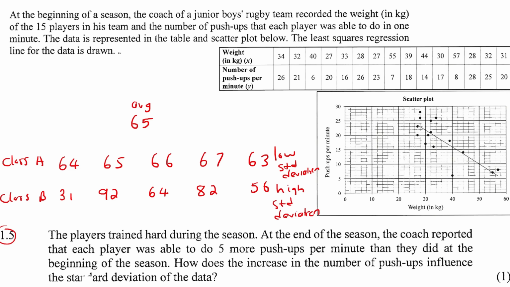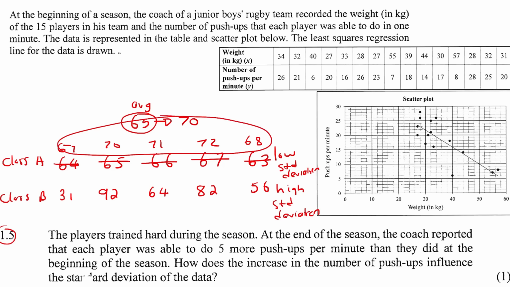Now, let's see what would happen if every single one of these learners got 5 more percent. Well, what would happen is that this would go to 69, this would go to 70, this would go to 71, this would go to 72, and this would go to 68. However, your average would also go up by 5, so that would go to 70. Can you see that it doesn't really look like the spread has changed much because all of the values went up by 5, the average also went up by 5, and so it's all going to stay fairly close.